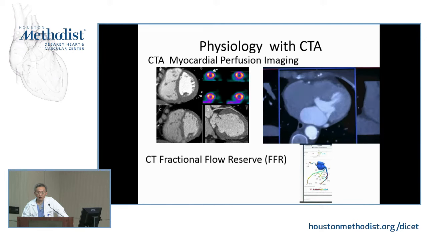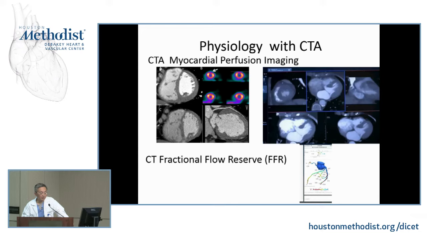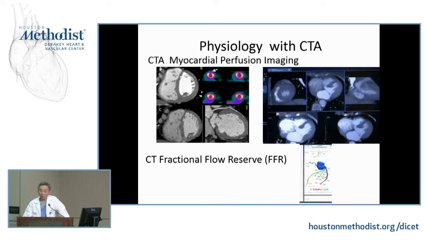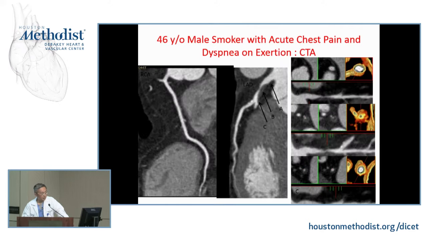Specifically, for this you will need a top-of-the-line scanner, like a 256 or 320 detector CT, or a dual source CT with shutter mode, which will allow you to do myocardial perfusion. And obviously, we're going to hear more in the future about CT-FFR, which will provide you the functional significance of the stenosis. Again, that's a separate talk, so I'm not going to get into it.